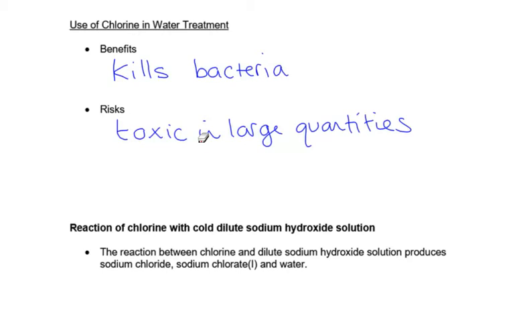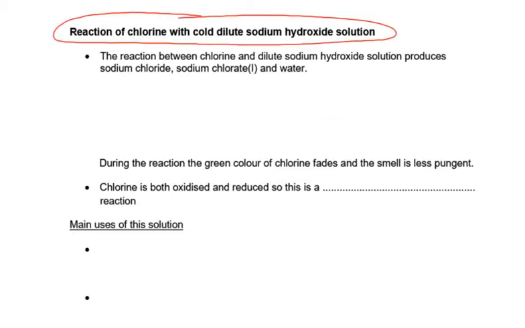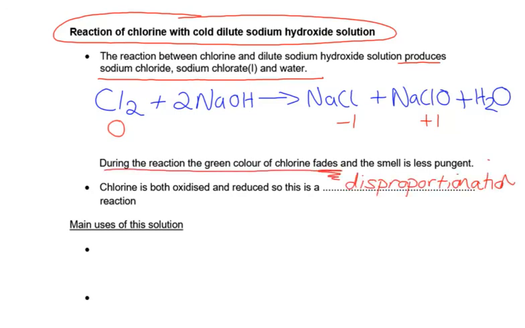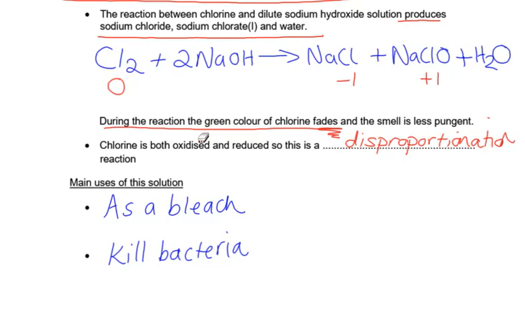The reaction of chlorine with cold dilute sodium hydroxide is an important one, as are the equations. When the reaction happens, you produce sodium chloride, sodium chlorate and water. You can assign oxidation states again to the chlorine, and again you will see that a disproportionation reaction has occurred. And the main use of this is to act as a bleach, and it can kill bacteria.